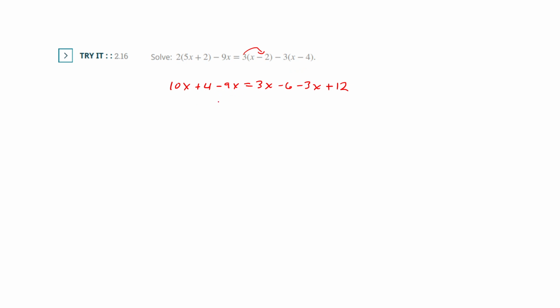Okay, let's combine our like terms here. I've got 10 x's and minus 9 x's. I've got 1 x left. Over here I had 3x and minus 3x. Those are gone. There's none of them left. And now minus 6 and plus 12 gets me a positive 6. Okay, let's subtract 4 from both sides. And we've got x. I'm not going to write the 1. It doesn't really change anything. Equals 2.